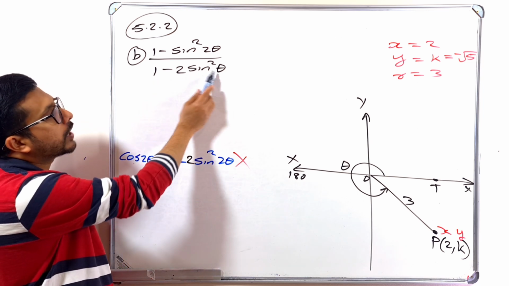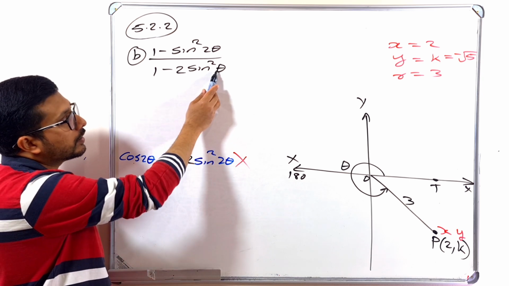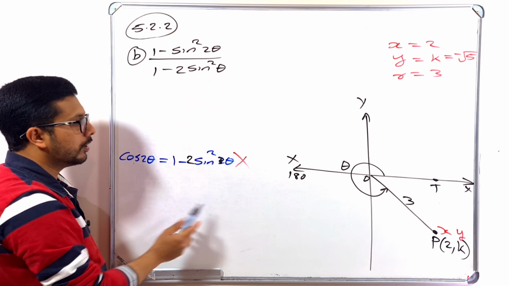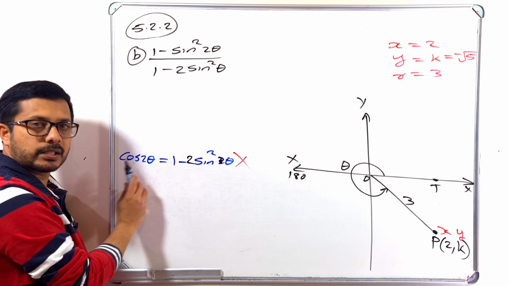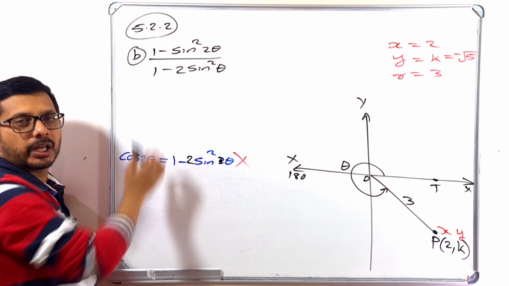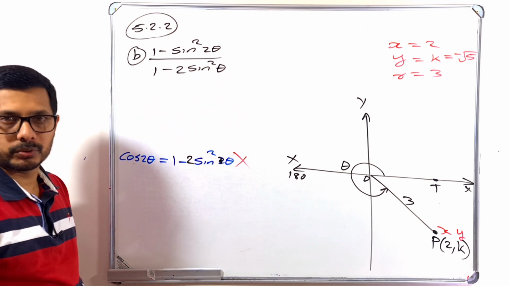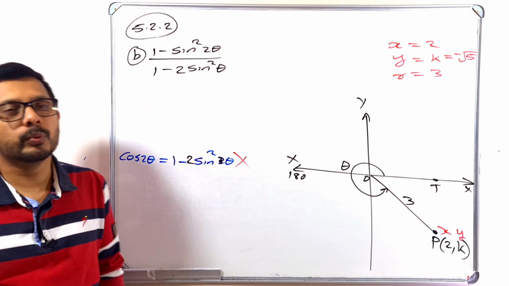But look at this one, 1 minus 2 sine square theta. That is cos 2 theta. Here the denominator you can write as cos 2 theta, but the numerator you can't write as cos 2 theta. So what is that numerator now?